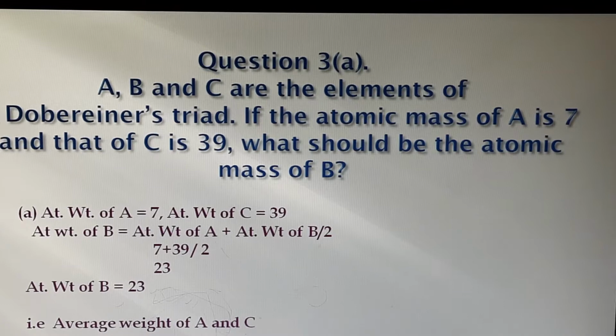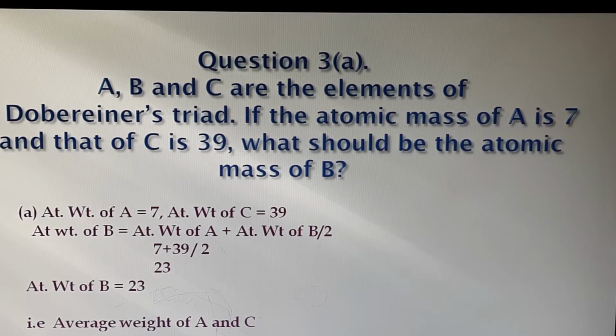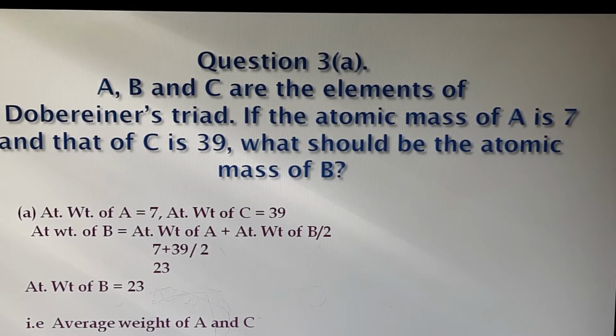Question 3. A, B, C are the elements of a Dobereiner triad. If the atomic mass of A is 7 and that of C is 39, what should be the atomic mass of B? According to Dobereiner's triad, it should be the average of the first and the last. So it comes to 23.